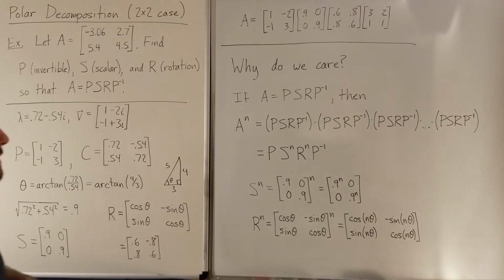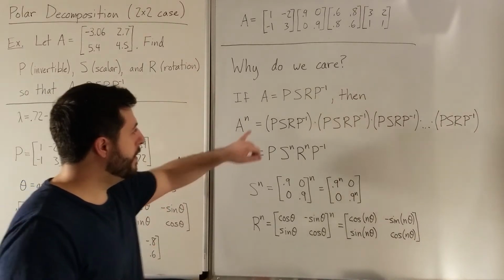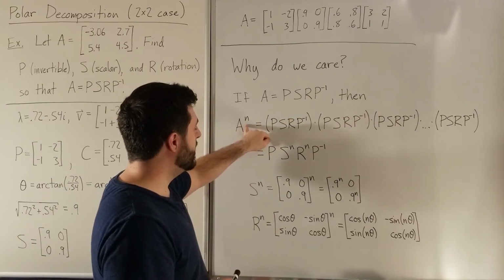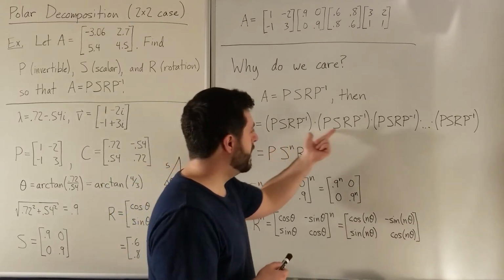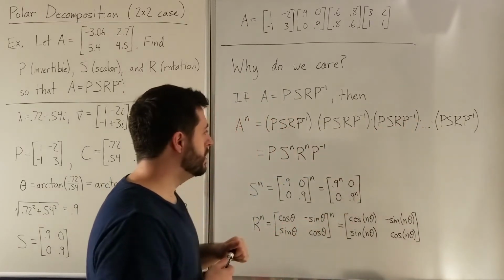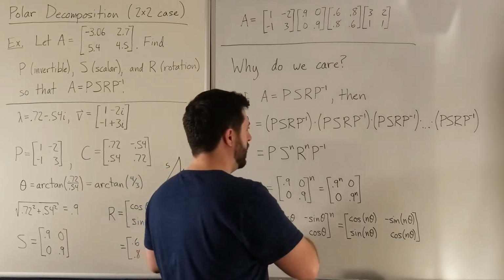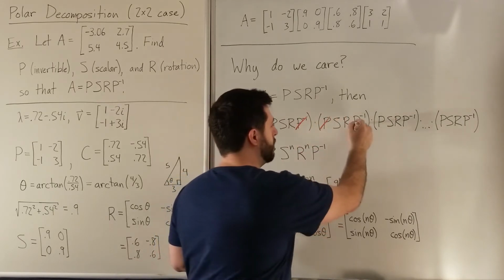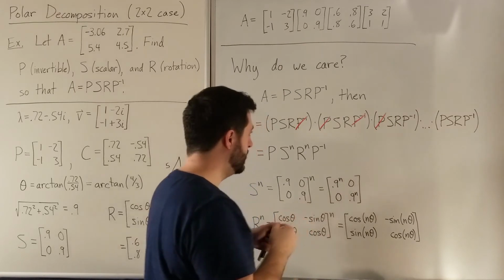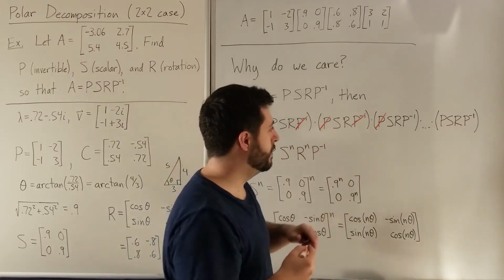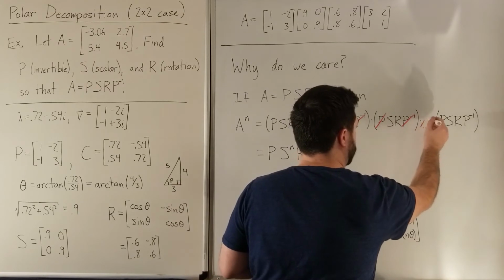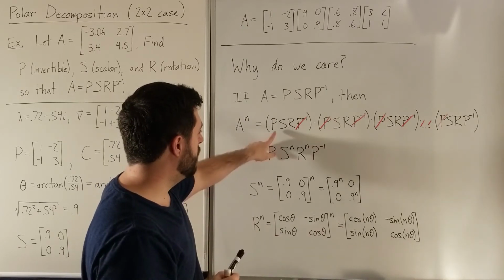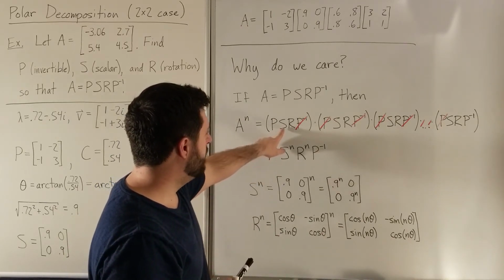So why do we care about this? Well, if we have A represented as P, S, R, P inverse, then when we raise A to, say, the nth power, we can just write n copies of this P, S, R, P inverse. And what's going to happen is, because this P inverse is right next to the P each time, they're going to cancel out. So all of these inside P inverses and P's will cancel. And what we're going to be left with is one P at the very beginning, and then a bunch of S's and R's.